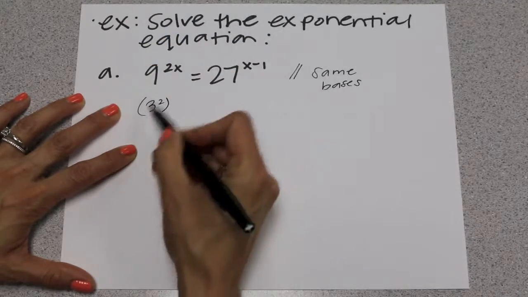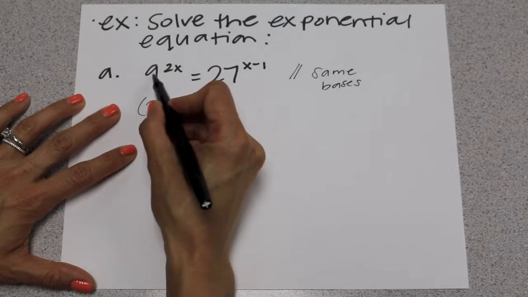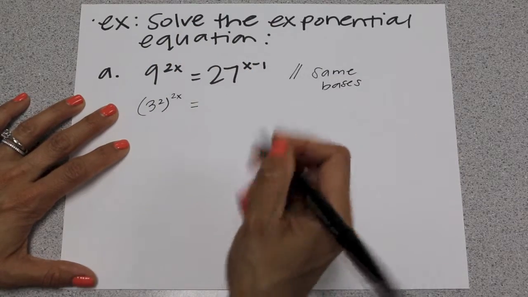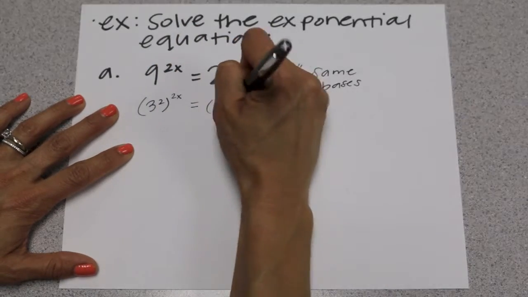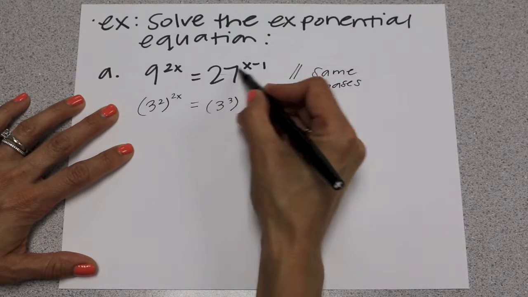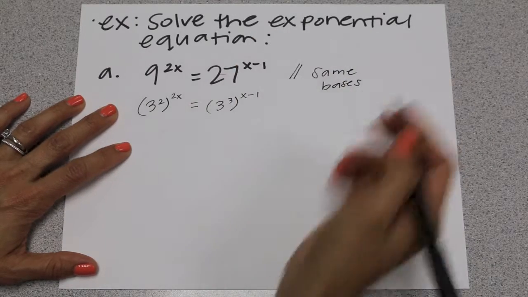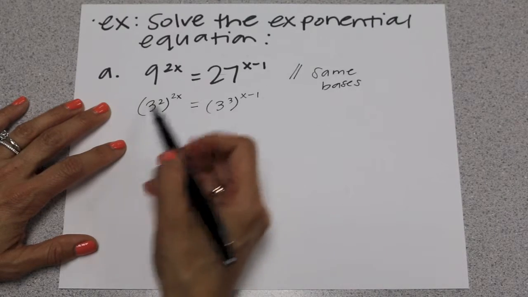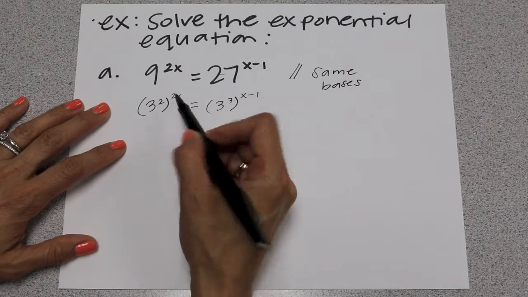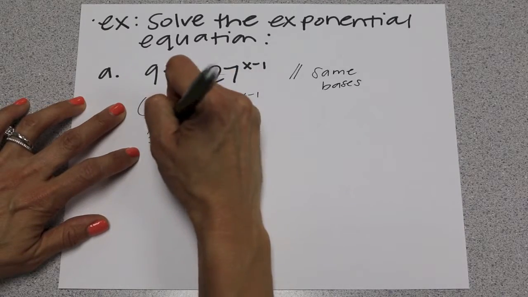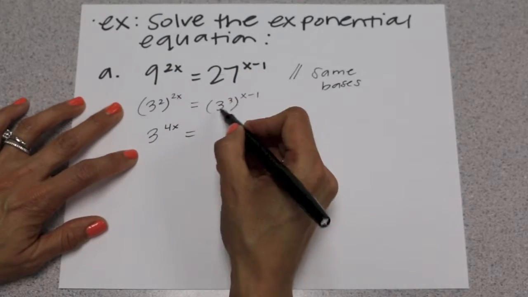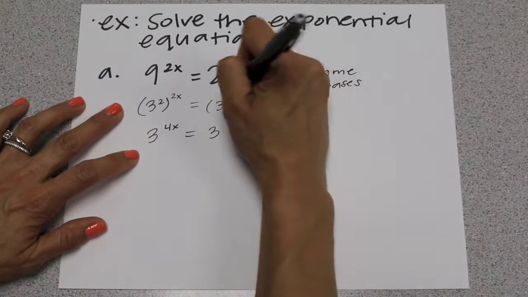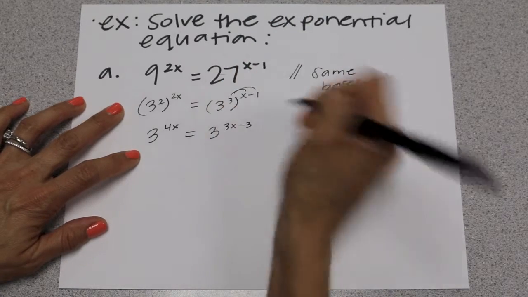3 squared is 9. But don't forget the 9 still had a 2x on it. 27 would be 3 cubed. And that value still had the x minus 1 as the exponent. So now we're going to use properties of exponents. When you have an exponent to exponents, you multiply. So you get 4x. Over here you have exponents to exponents. You're going to multiply, but be really careful. You have to distribute. So you get 3x minus 3.